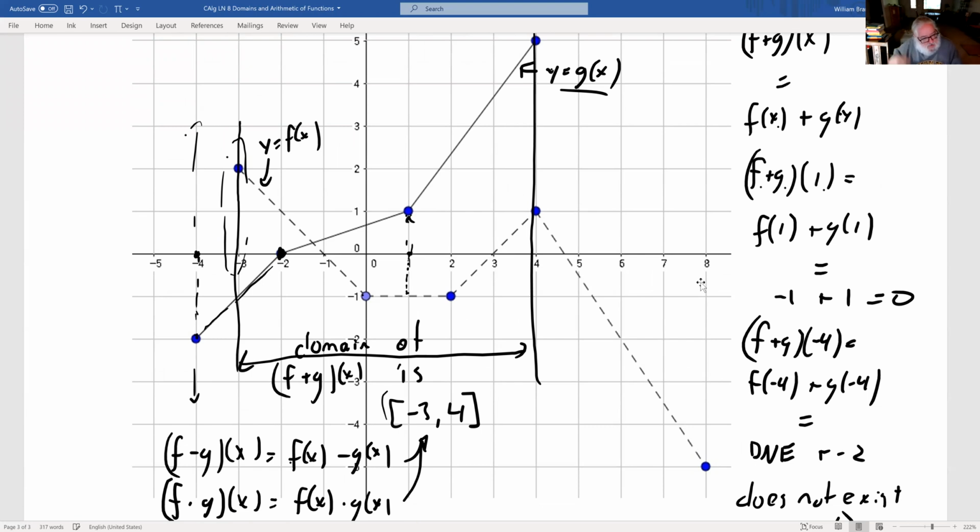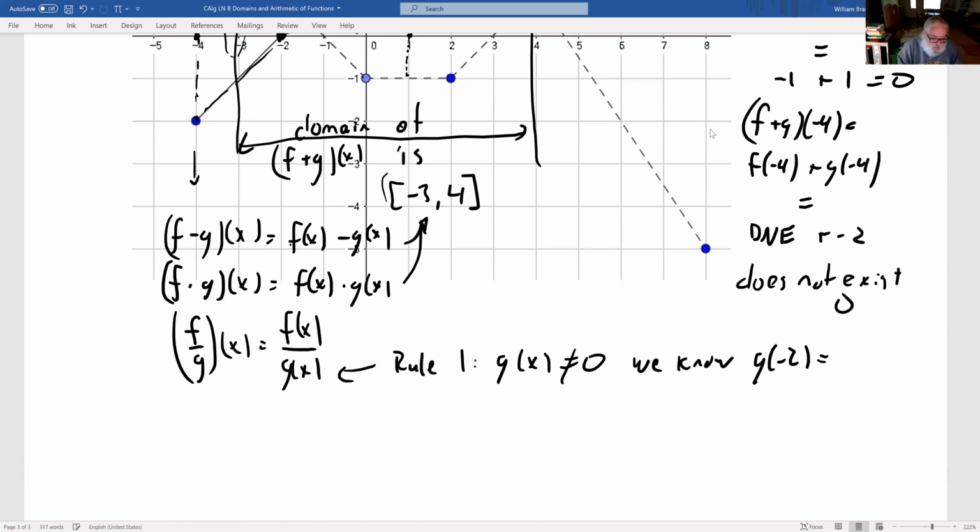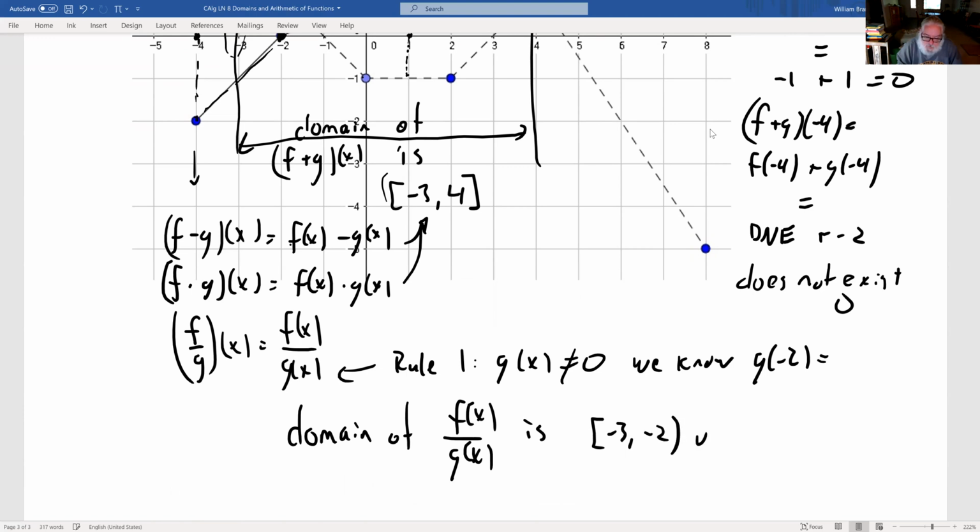We can't plug that into a fraction that's got g on the bottom because that would give us a division by 0. So the domain of the fraction is the common domain of the two functions, which is -3 to 4, but without -2. Because we know that g of -2 equals 0. And so if we plugged in x equals -2, that would give us a 0 in the denominator. We can't have that.